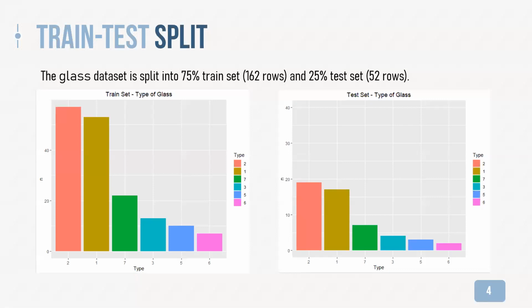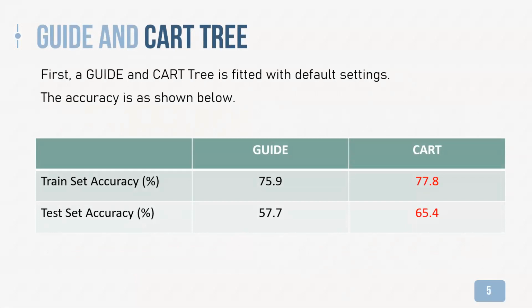Based on the graph, on the left is the train set, and on the right is the test set. What we can see here is that type 1 and 2 glass is the highest in number, compared to type 6, which is the least. So this is an imbalanced data set, which might cause an issue when fitting the model. But let's interpret the preliminary result of the model first before we move forward to the modeling.